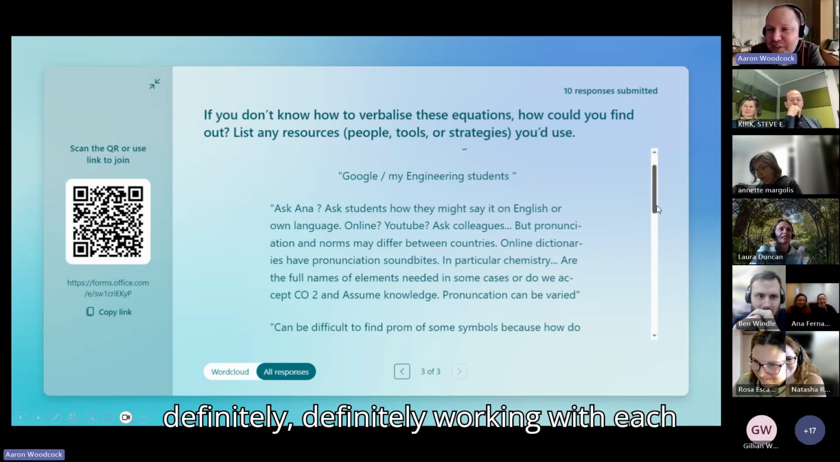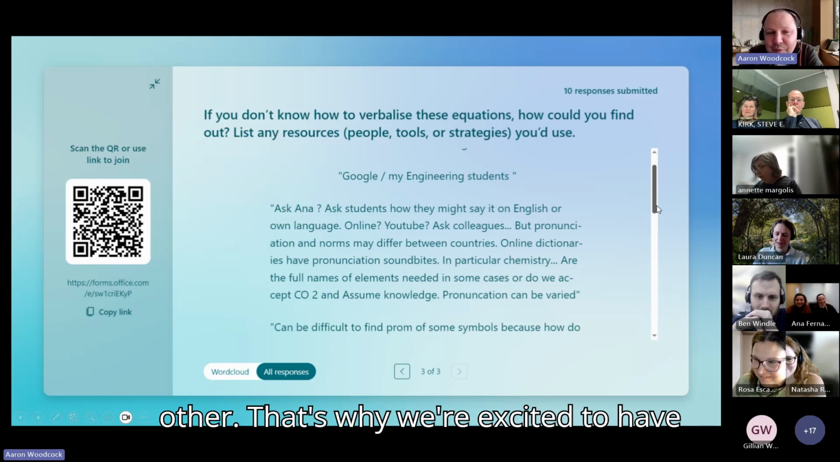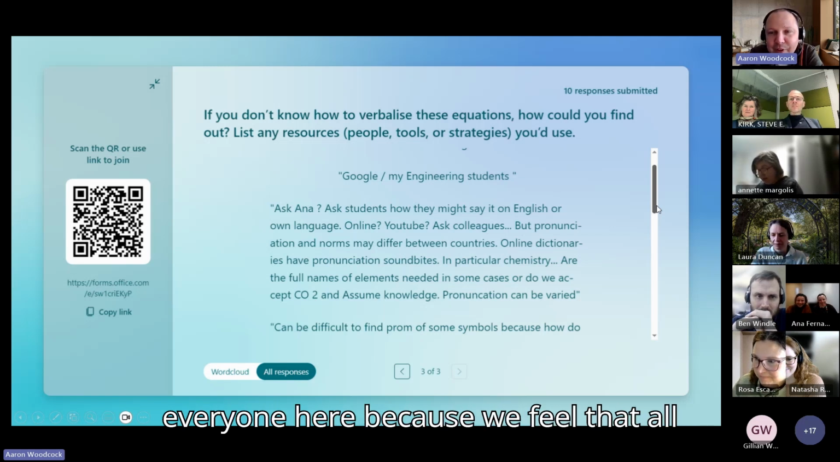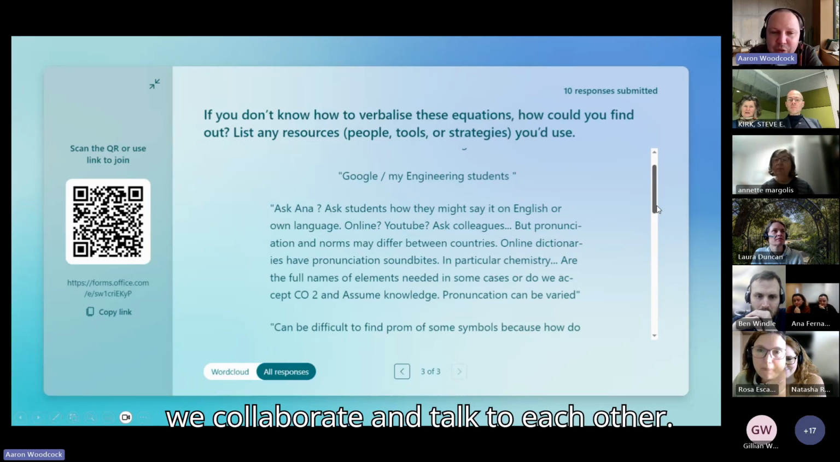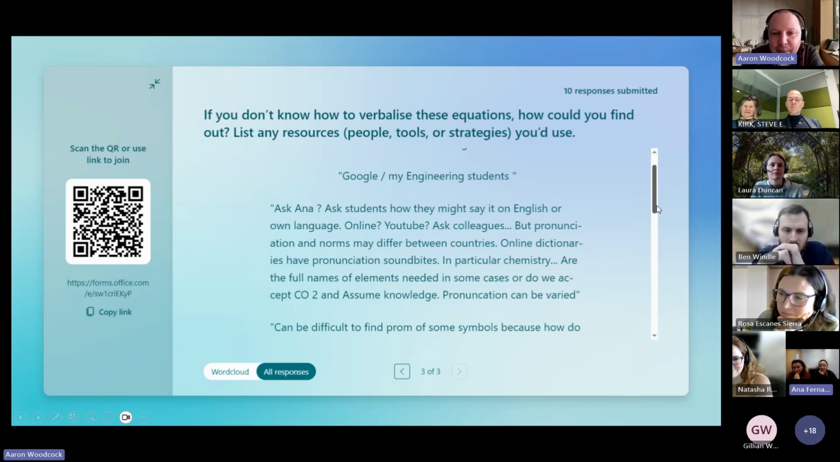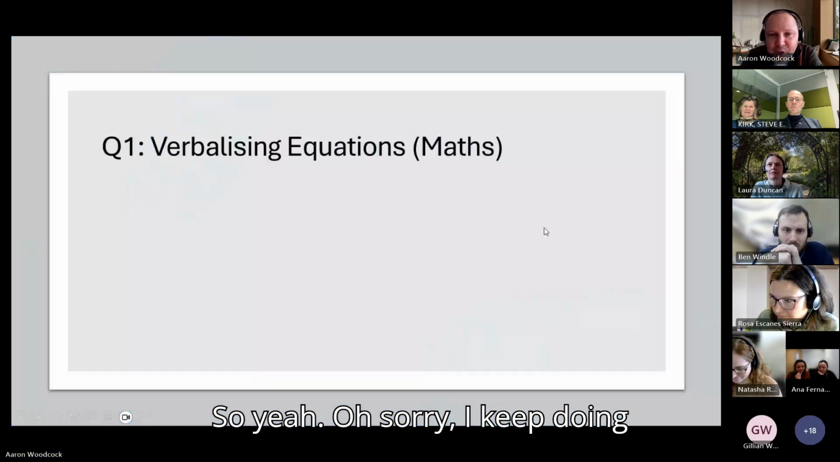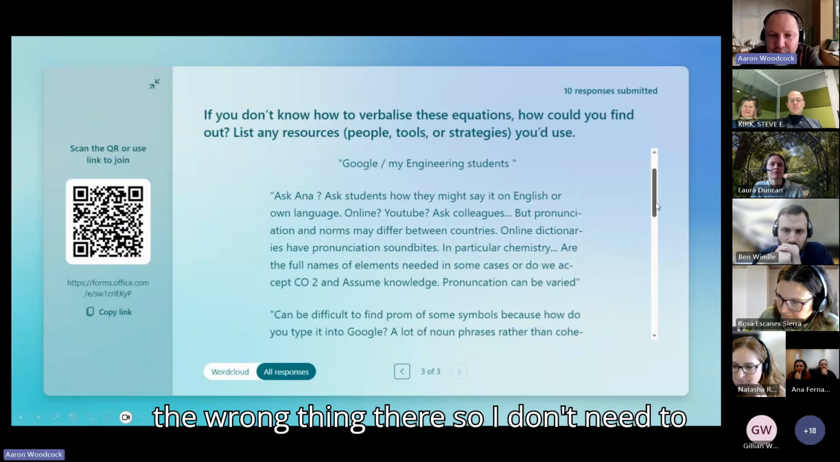That's why we're excited to have everyone here, because we feel that all of this is so much more doable if we collaborate and talk to each other. Definitely. So yeah. Oh, sorry, I keep doing the wrong thing there, so I don't mean to do that.